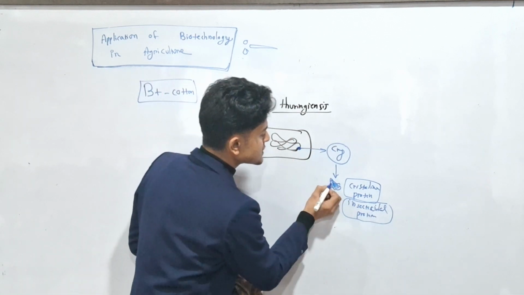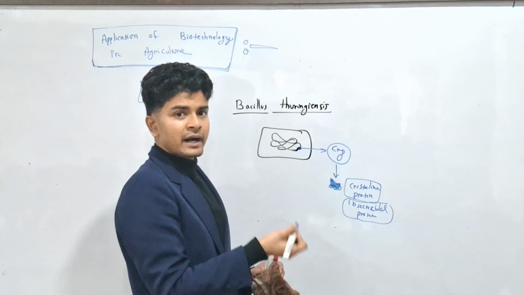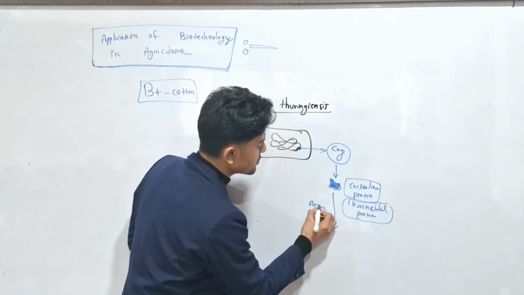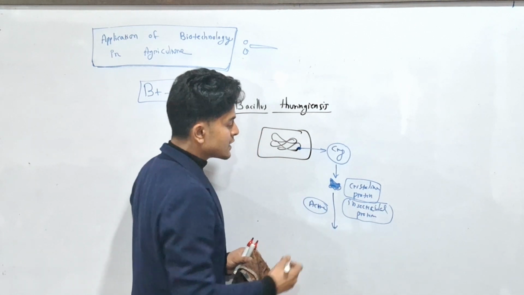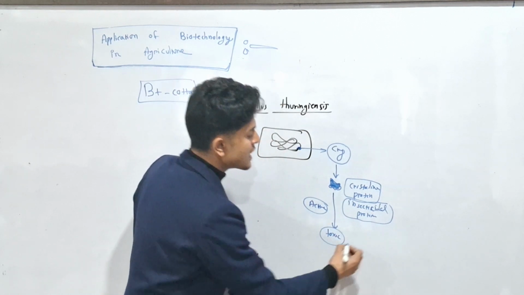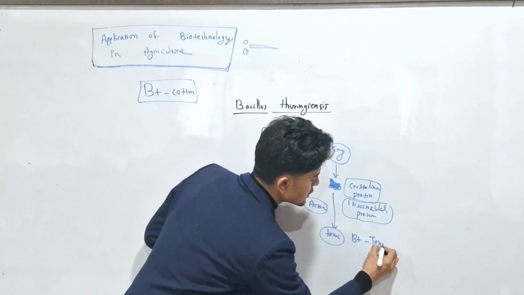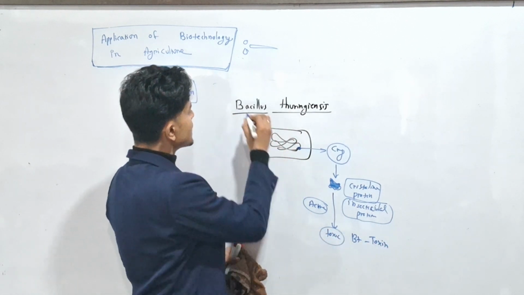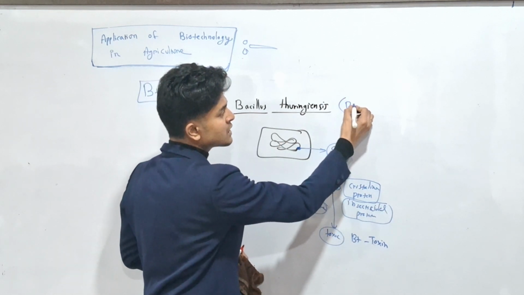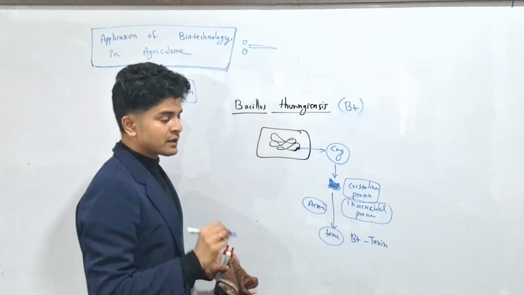So what is this toxin actually? Actually it is not a toxin, it is a protein. But when this protein becomes active, it becomes toxic, and this is known as the BT toxin. Why is it called BT toxin? Because this toxin is made by Bacillus thuringiensis, whose short form is BT. A toxin formed in the BT's body is known as the BT toxin.